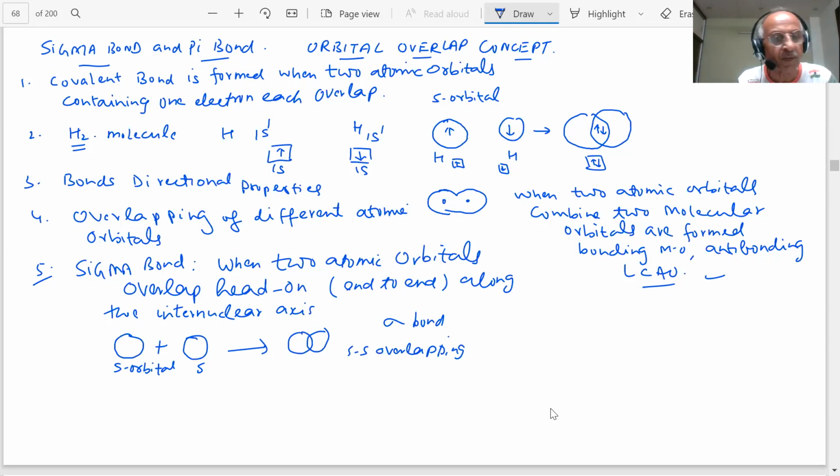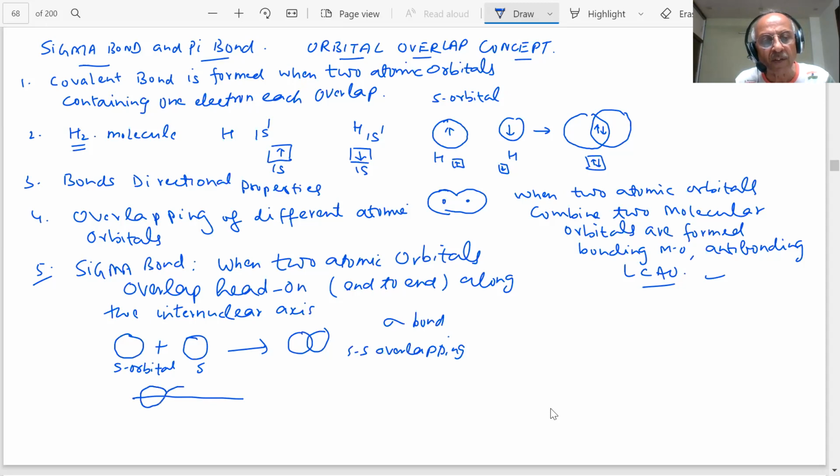And I can also have, student, the p orbitals, whose shape is known to you. There are three p orbitals, they are oriented towards the x, y, and z axes. Student, they are perpendicular to each other. The direction has been given by Schrödinger's wave equation. We know there are three p orbitals. So what happens, students, when the overlapping of the p orbitals takes place?